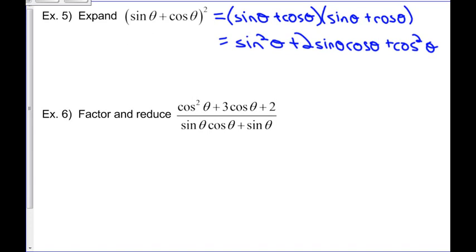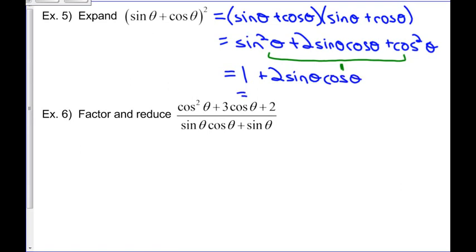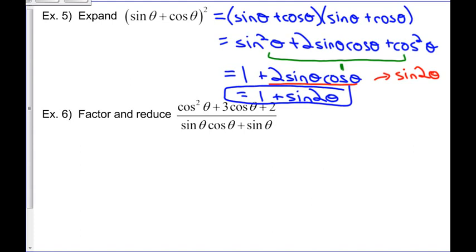Now, are there any trigonometric facts we can use? Here's a sine squared plus a cos squared. Together, those make 1. So this whole thing really just means 1 plus 2 sine theta cos theta. If you wanted to go even further with it, you might recognize this as the same as sine 2 theta. That was your double angle formula for sine. So in the end, we could write that whole expression we started with as 1 plus sine of 2 theta.